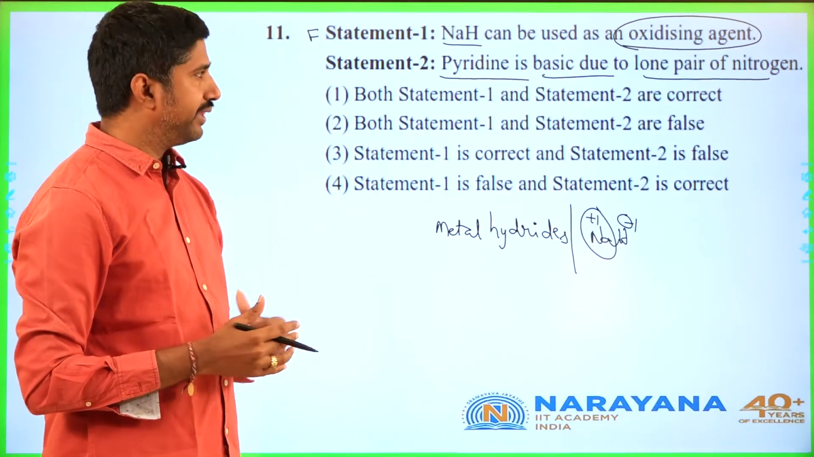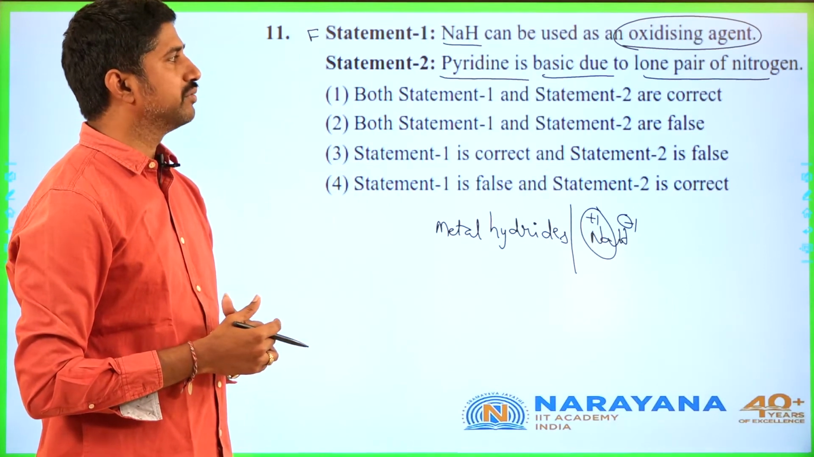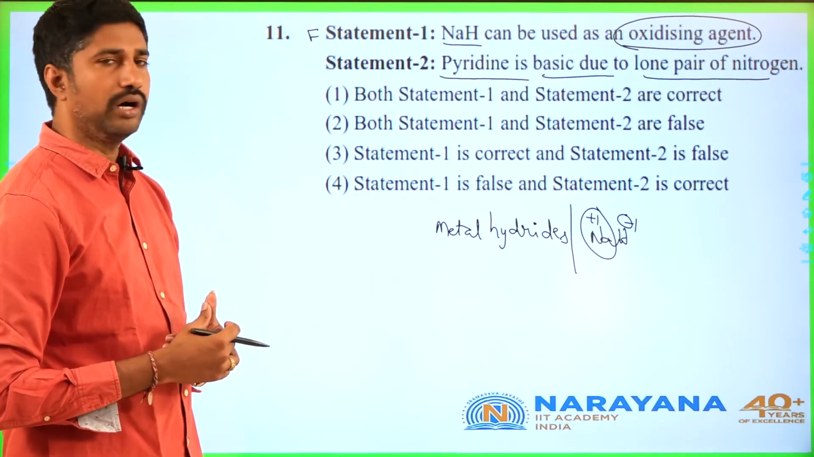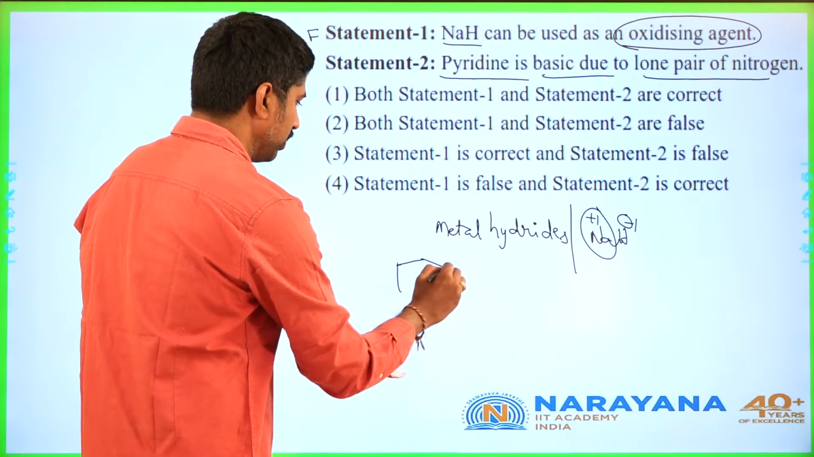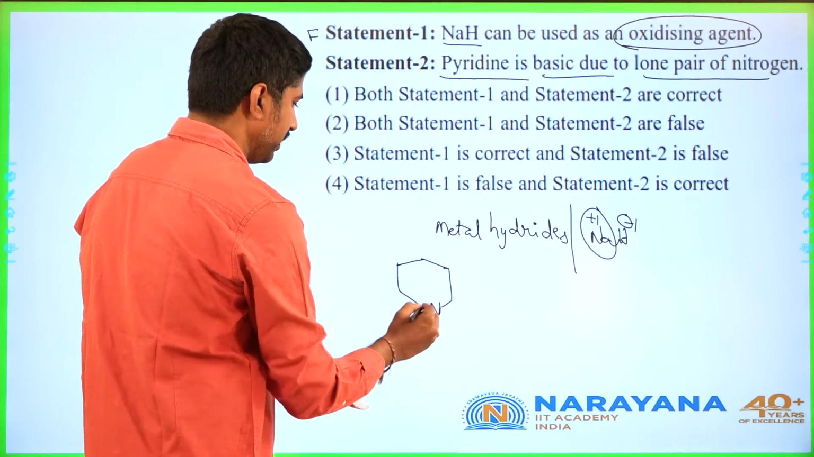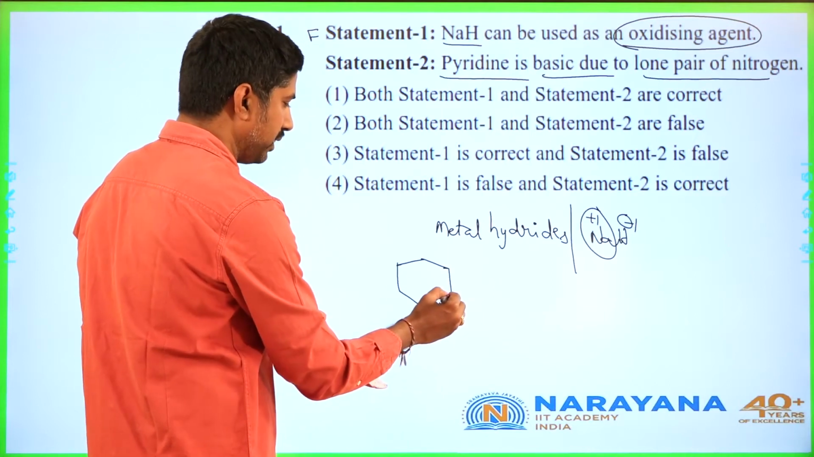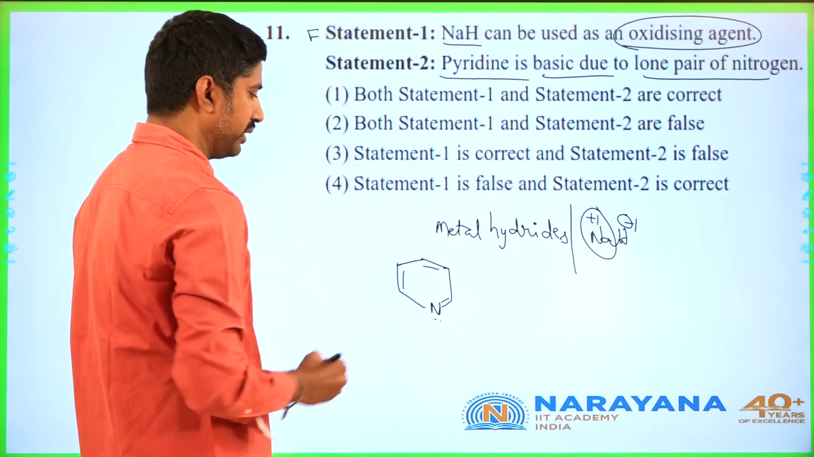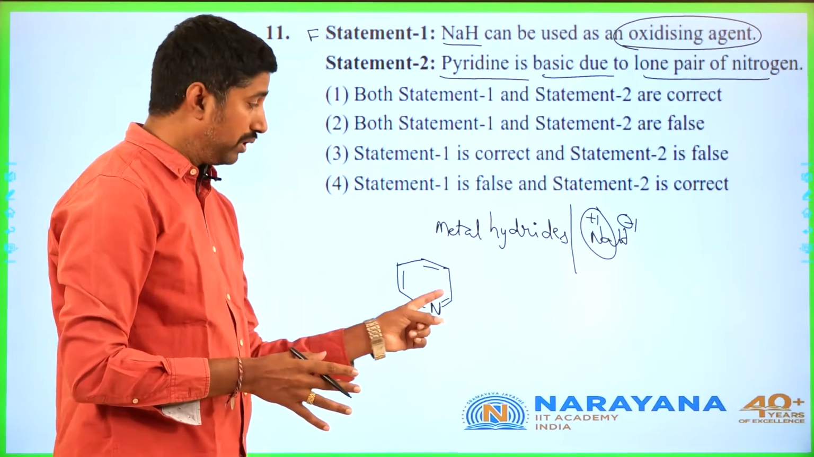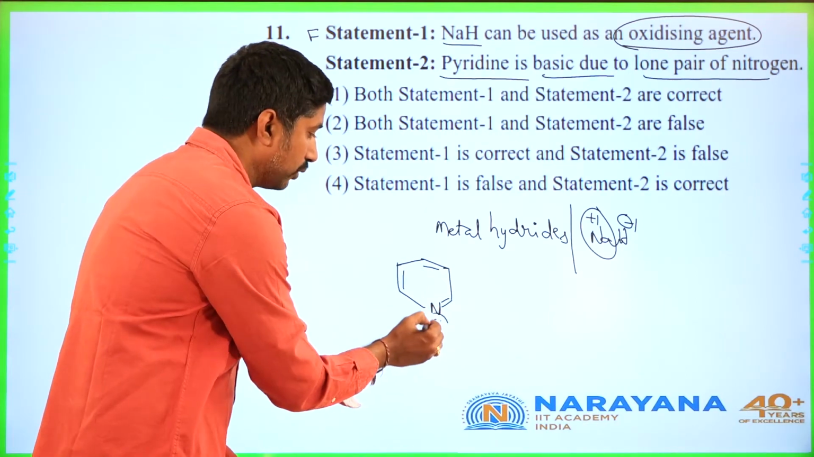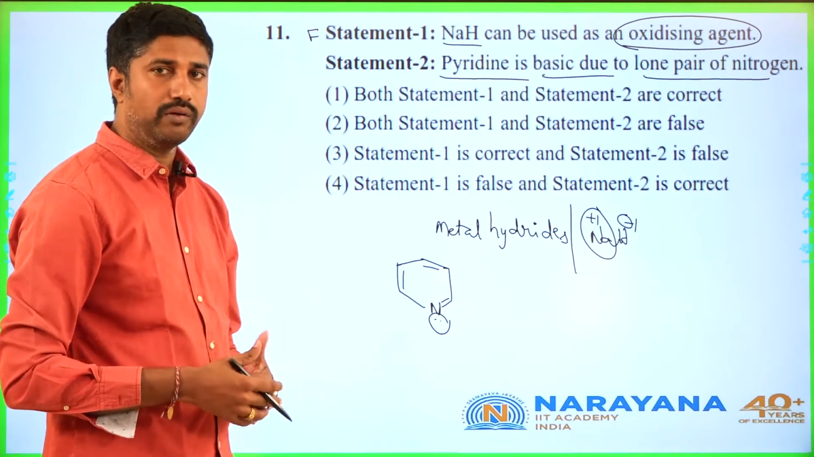Now verify the second statement. Pyridine is basic due to lone pair of nitrogen. Yes, it is. If you take the pyridine molecule, nitrogen has a lone pair here and a double bond here. So delocalization is there in the pyridine molecule, but this lone pair of nitrogen is not involved in the delocalization.